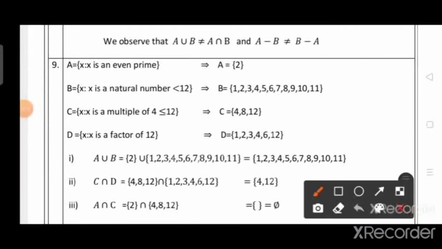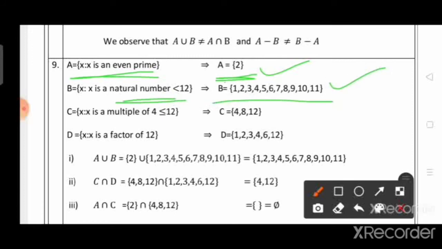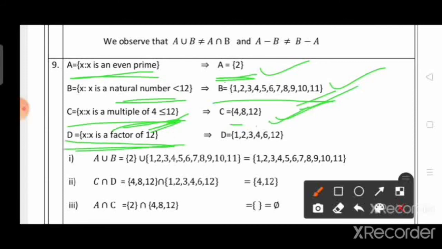So here, first set A is the even prime number; as I told you already, A is equal to {2} only. Then natural numbers less than 12, all the numbers up to 11. Then set C, multiples of 4: 4, 8, 12. The condition is less than or equal to 12, that's why we write 4, 8, 12 only. And then x is a factor of 12, which means 1, 2, 3, 4, 6 and 12. Like that, all 4 sets were written here.